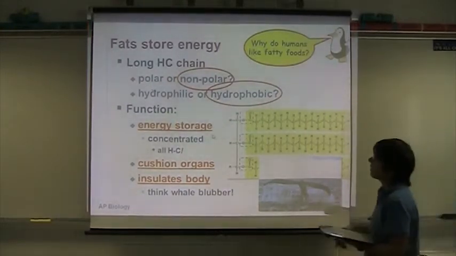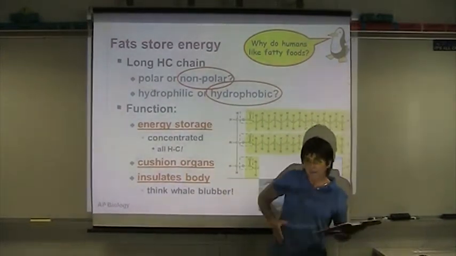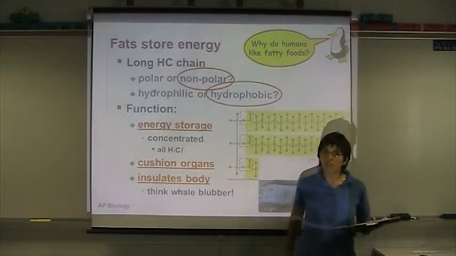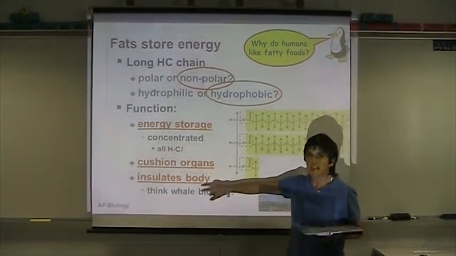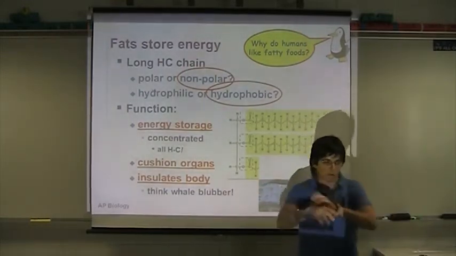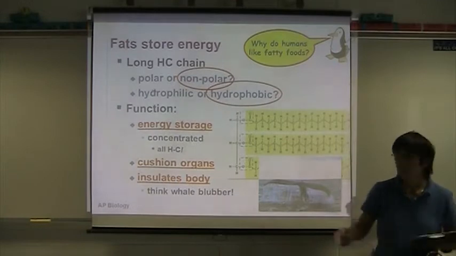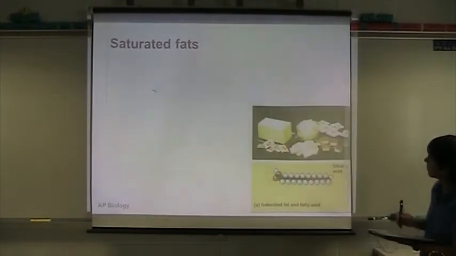Alright? So these triglycerides, this kind of molecule, is what stores energy, body fat, cushions organs, gluteus maximus, and insulates the body. Normal layer of fat under our skin to insulate ourselves. This is the fat that you have.